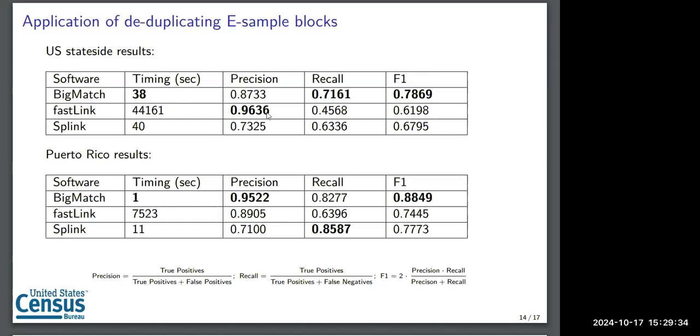fastLink ended up having the highest precision, but with the caveat that the recall was so low. What this is telling us is that fastLink did a really good job at finding good quality links. However, it was a little bit conservative in its willingness to actually find links, whereas BigMatch struck this balance between precision and recall to generate this F1. With regard to the Puerto Rico results, again, BigMatch performed really well, had the highest precision for Puerto Rico and the highest overall F1, but Splink did end up generating a higher overall recall for Puerto Rico at least.